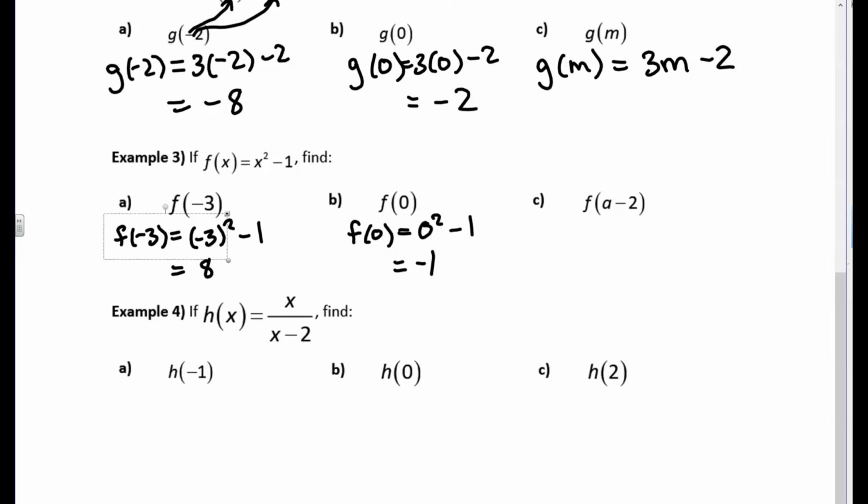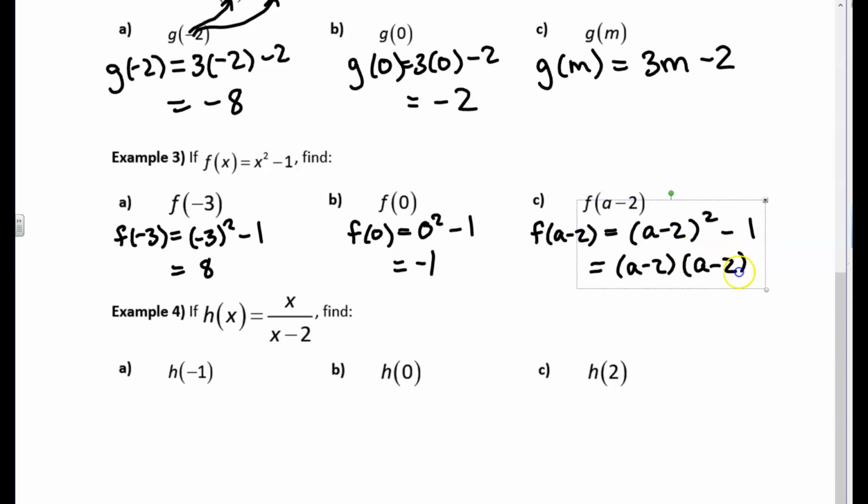Now to find f of a minus 2, that means I'm going to plug in a minus 2 everywhere I see an x. Again, guys, use parentheses when you're plugging in values, because this tells me now to square that polynomial there. So when we square things, we multiply them by themselves. And when I do that, I'm going to FOIL it out. I get a squared minus 2a minus 2a is minus 4a plus 4 minus 1, or a squared minus 4a plus 3.